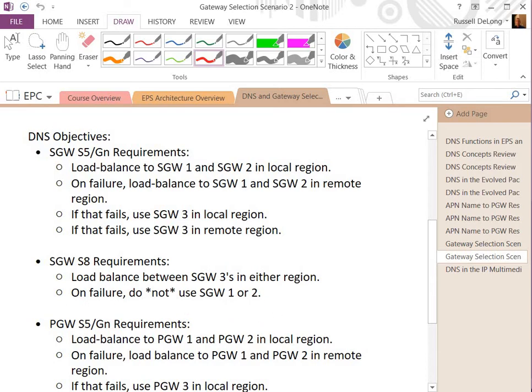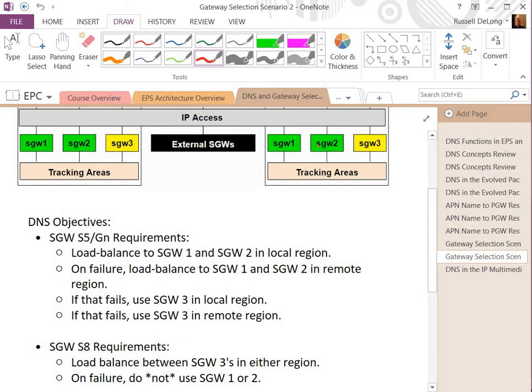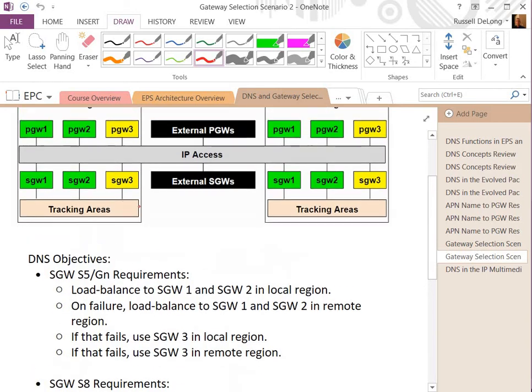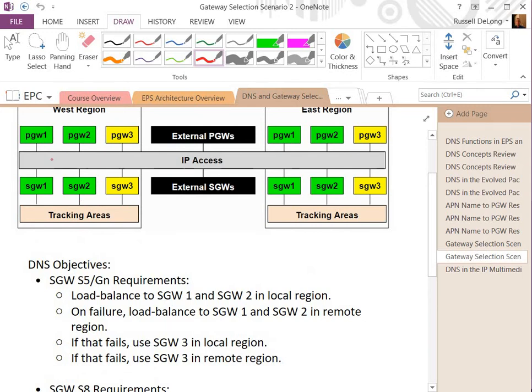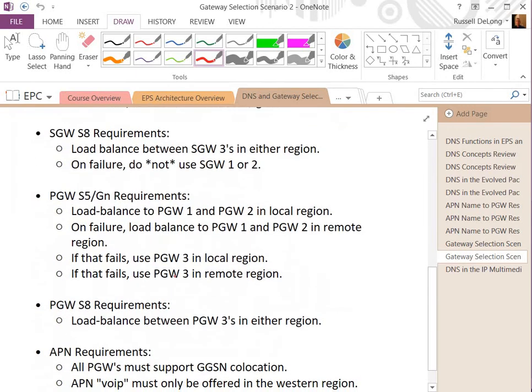So we're kind of arbitrarily making the green S gateways unavailable for the S8 interface. Or it could even be that they don't support S8, right? I said arbitrarily, but it's not necessarily an operator decision. It might be a limitation of this particular S gateway. It just doesn't support S8, which could be.